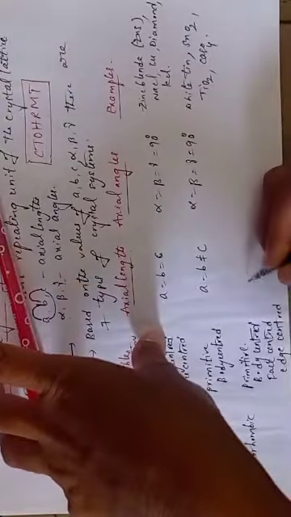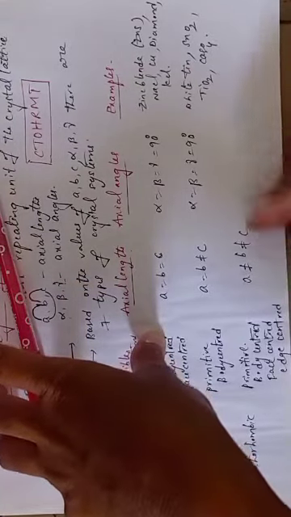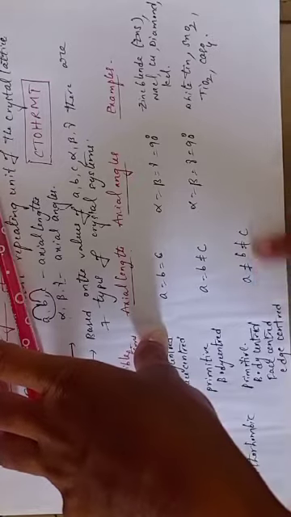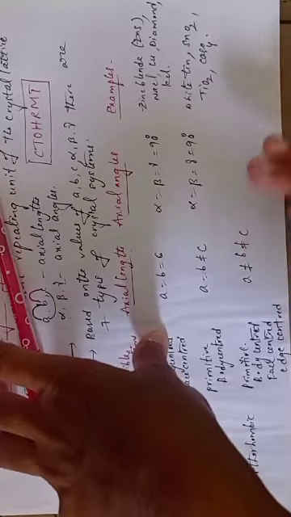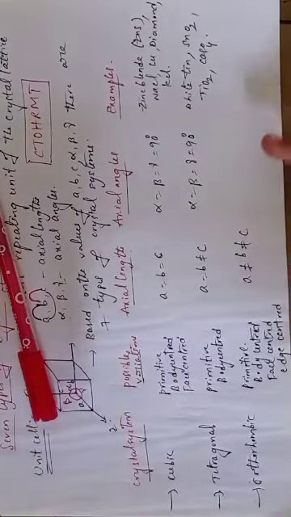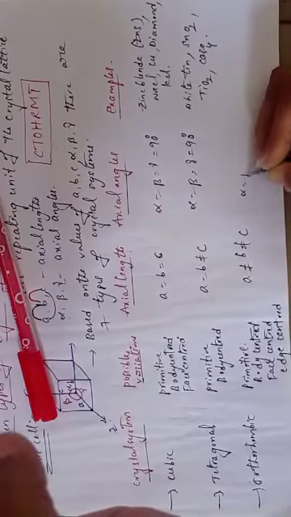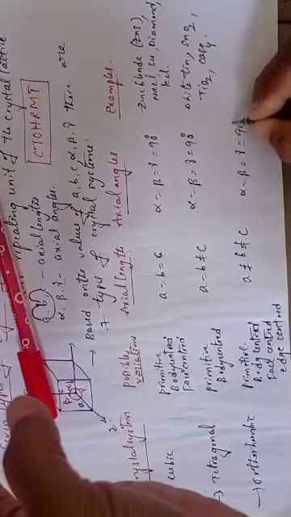What are the axial lengths here? A is not equal to B, not equal to C. That means three axial lengths are not equal, students. Three different axial lengths will be there. And coming to the axial angles, students, alpha, beta, gamma are equal to 90 degrees.